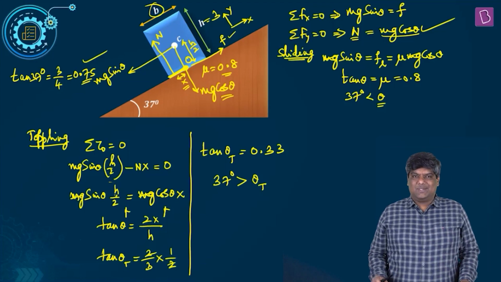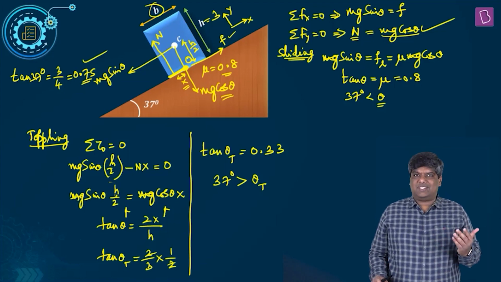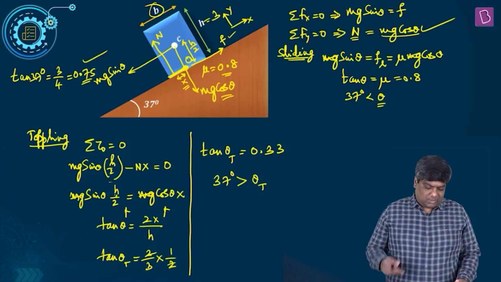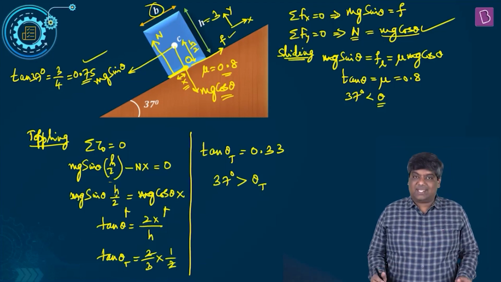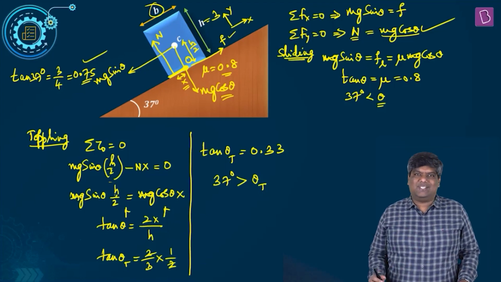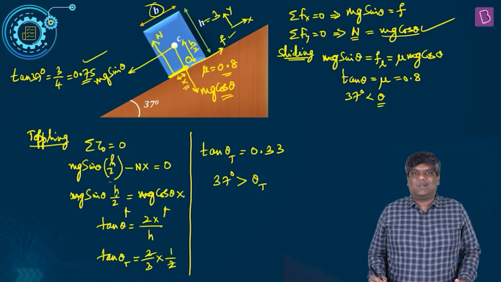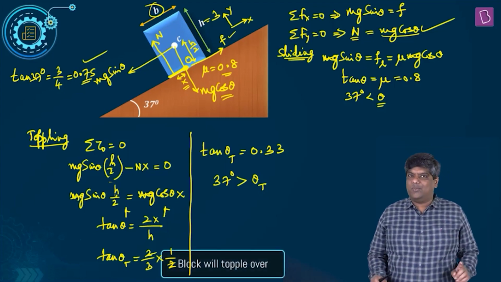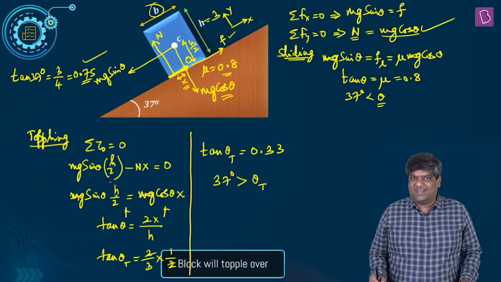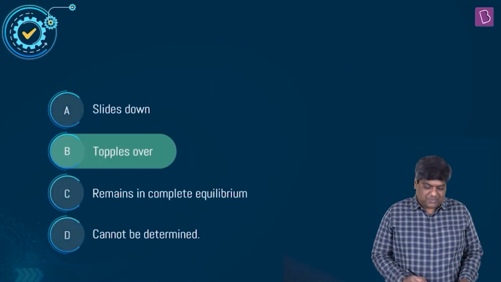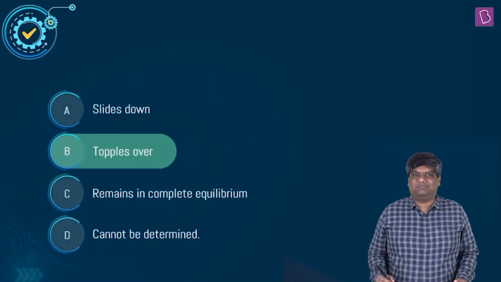100%. So before you reach 37 degrees itself, the condition for toppling would have been reached. So the moment you place the block on this particular incline at 37 degrees, it will immediately topple. Immediately it will topple, and that's the required answer, my friends. The block will topple over. And which is the option that matches with our result? Well, it is option B.